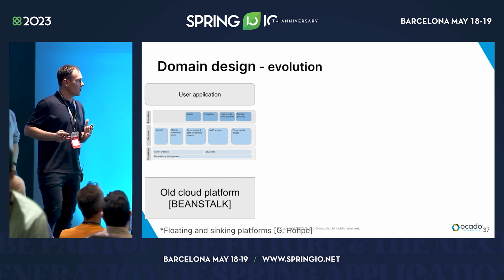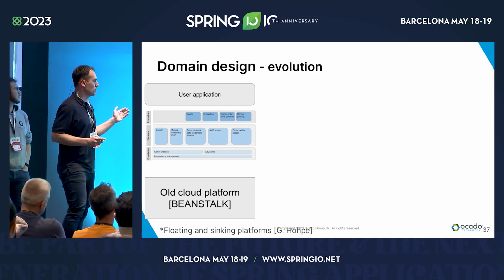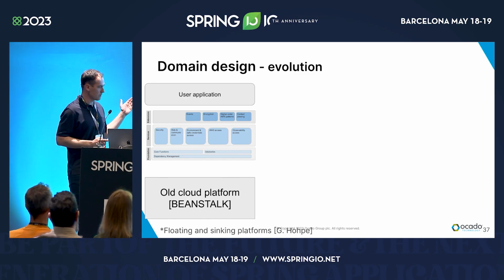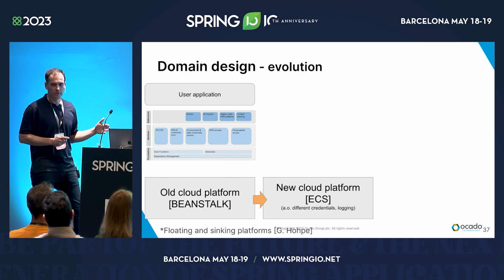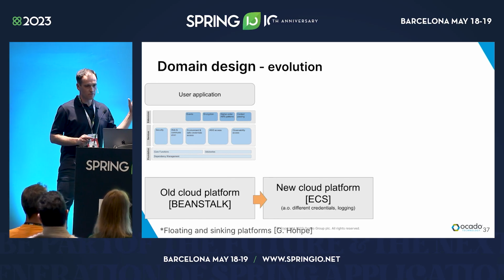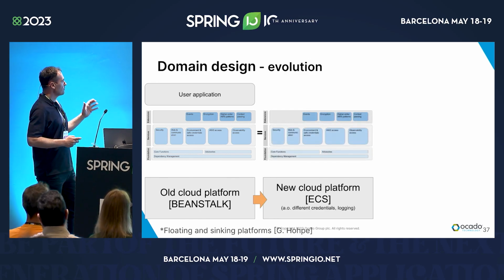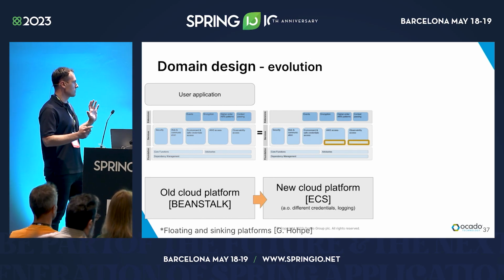Now, it also helps with evolution. This is an actual case. We used to be on AWS Beanstalk and moved to ECS, which has a different setup. So different credentials, different logging, and for some users, different packaging, of course. Our platform had feature parity, so it was very easy to reason about it.